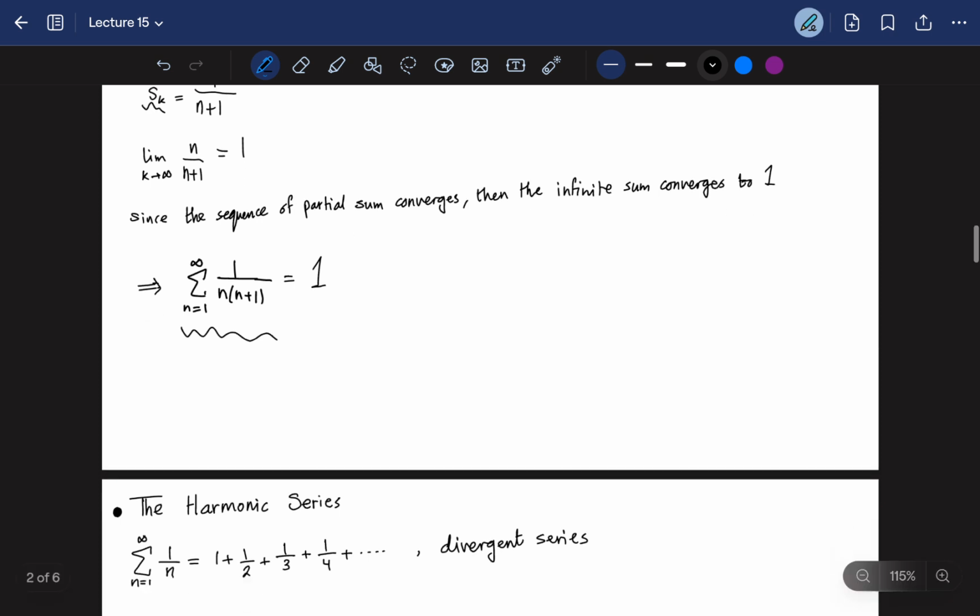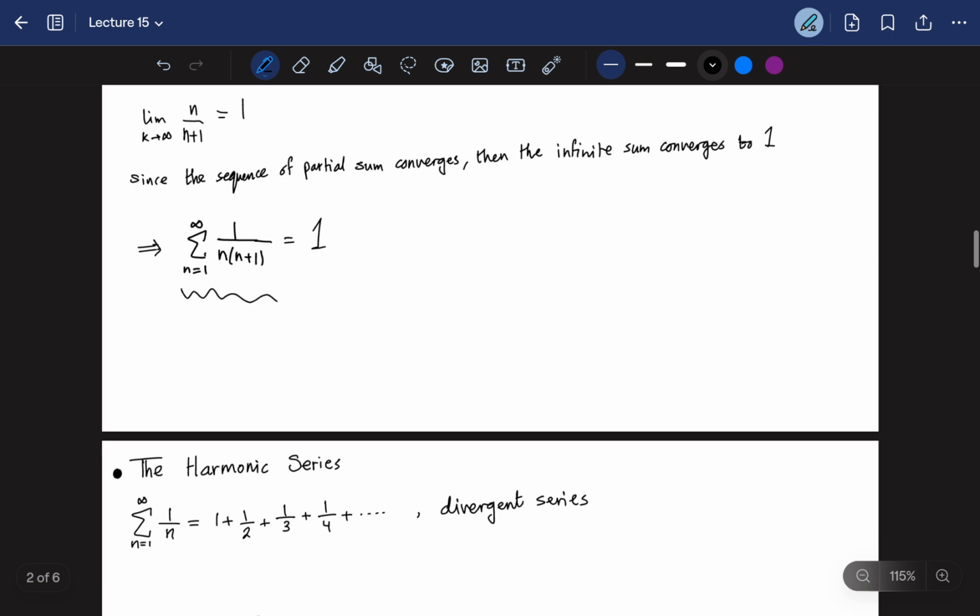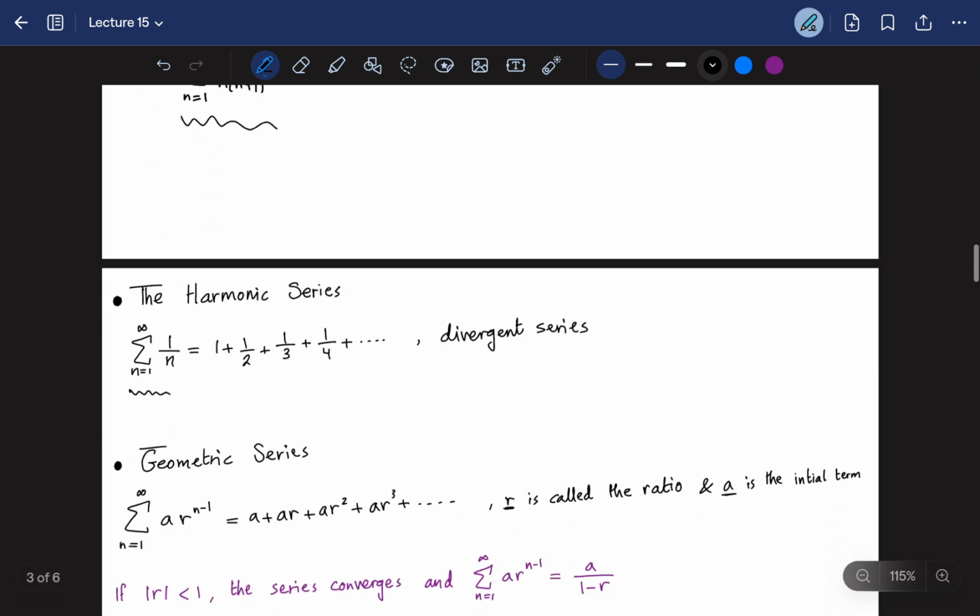So the first type of series that we're going to learn is the harmonic series. The harmonic series has this formula, the summation of 1 over n. So we're just adding 1 plus 1/2 plus 1/3 up to infinity. And this series is always divergent.